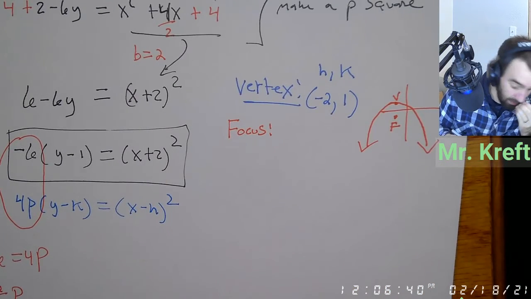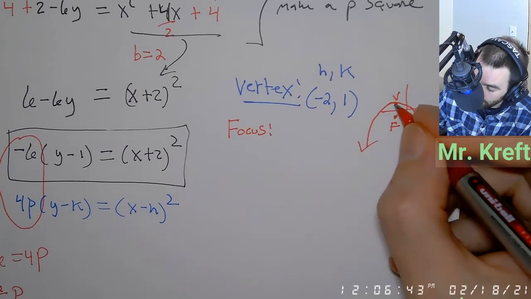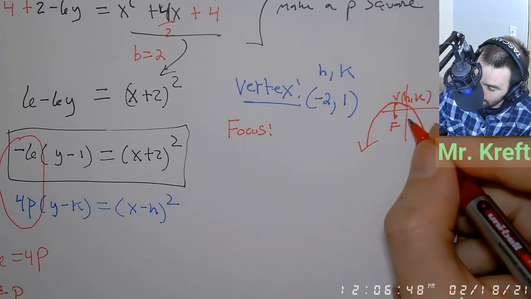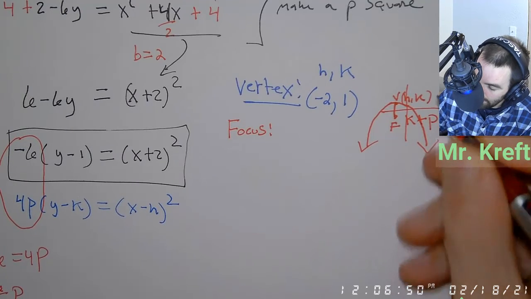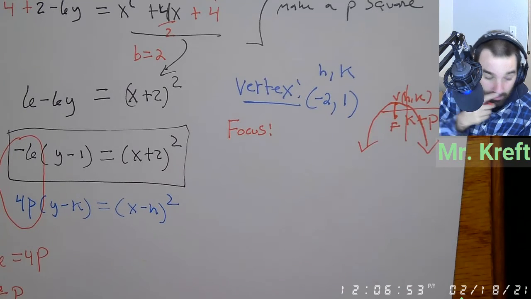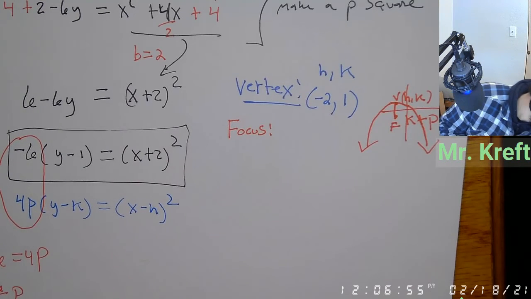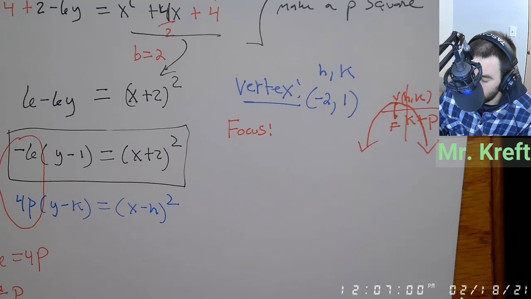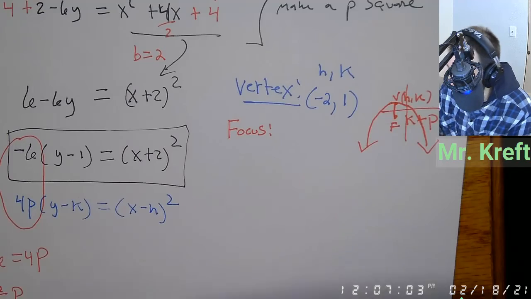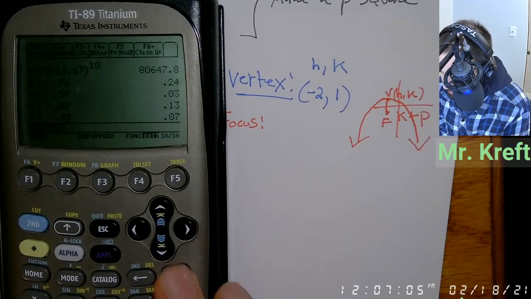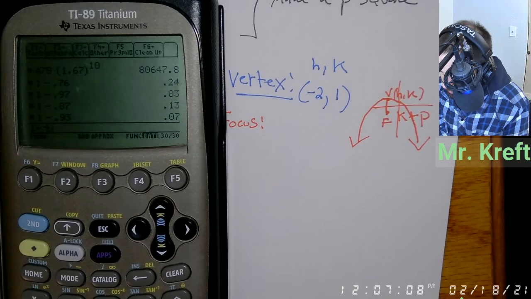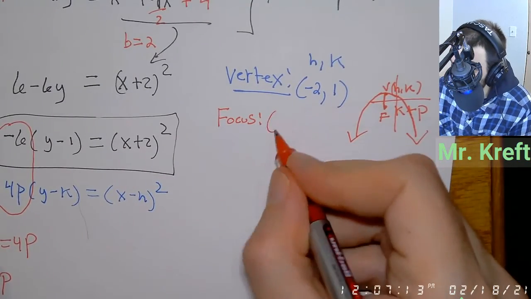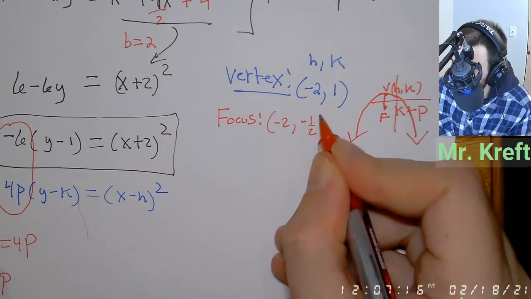So then my focus is going to be, my y is changing. If the vertex is (h, k), then the focus is going to be (h, k plus p). So my p is negative 6/4. So that's going to be 1 plus negative 6 divided by 4. I can't think right now, forgive me. So it's negative 1/2. So the focus would be negative 2, negative 1/2.